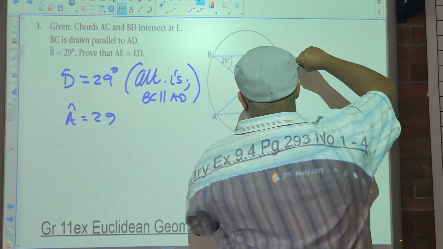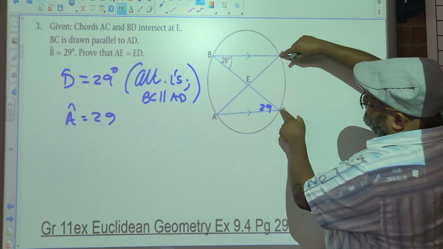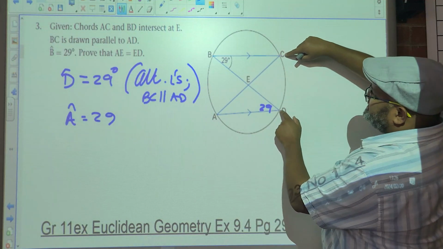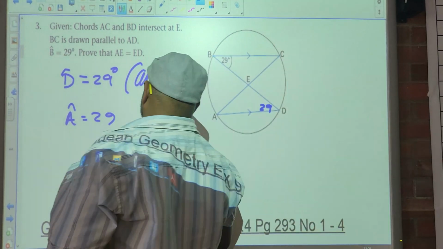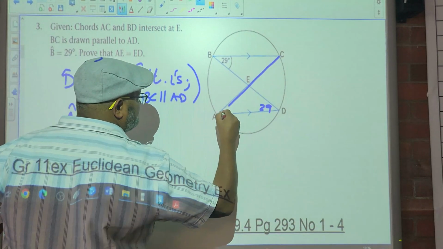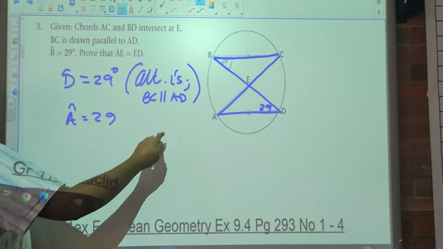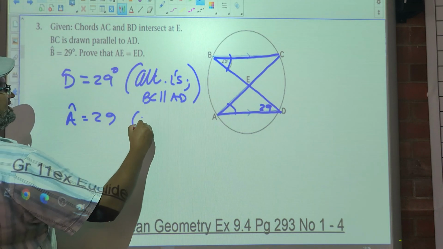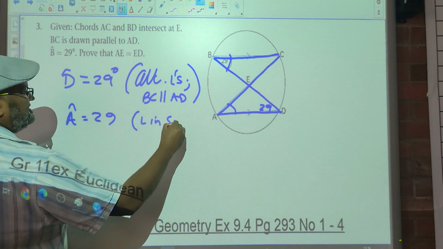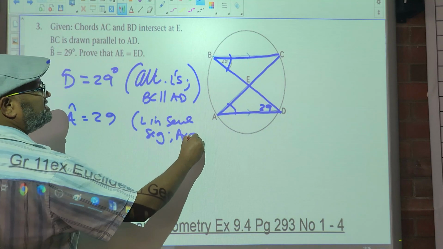Why? You see angle A is being subtended by BC, DC, and DC is also subtending angle B. Can you see that? Yes. Yeah? No, you can't see it? So angle A is 29 degrees. Why? Angles in the same segment. It is coming from arc C.